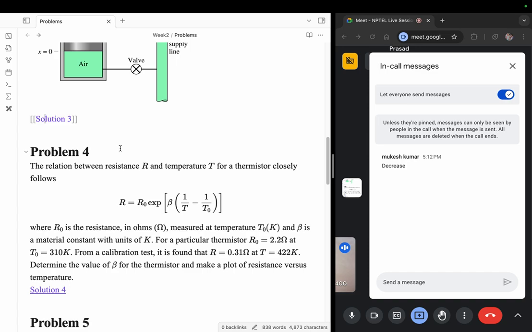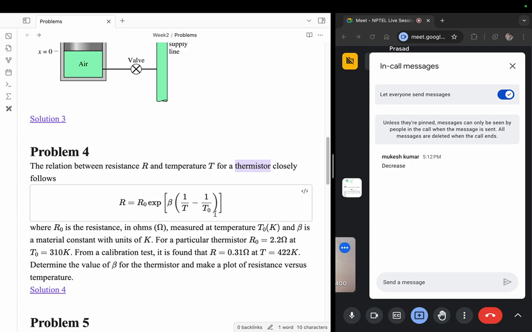I just kept this problem because last week we discussed a linear case where you have a resistance based thermometer, but then the resistance is varying linearly with temperature. But not all materials will follow the same kind of relation. There could be materials which follow something like this. So this is the example of a thermistor. Here they don't vary linearly.